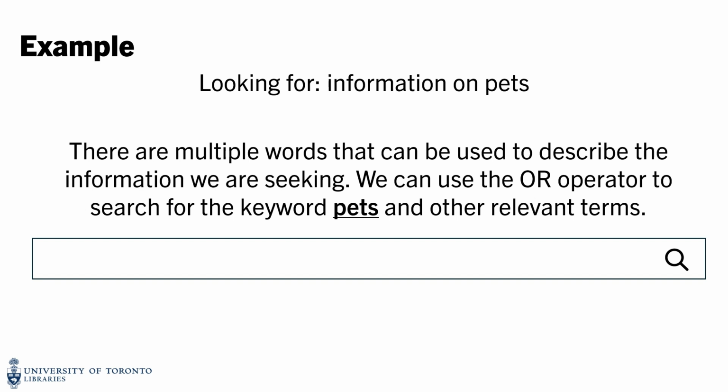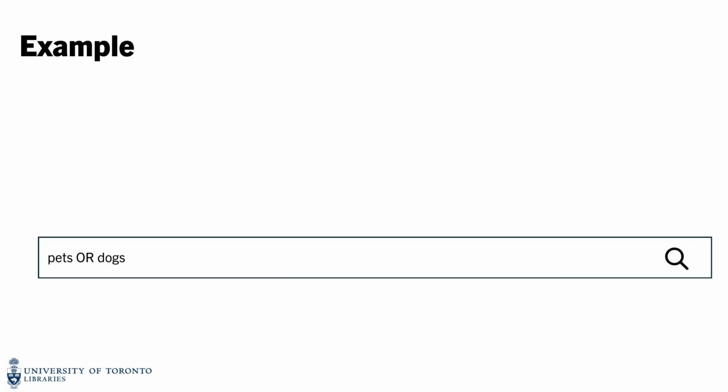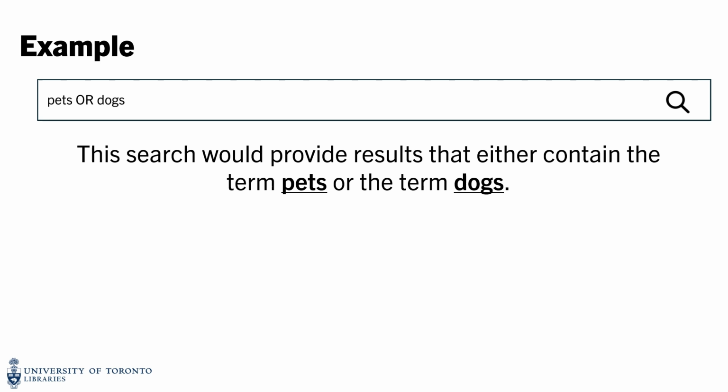Here, we can enter the keyword pets, the Boolean operator OR, and the keyword dogs. This search would provide results that contain either the term pets or the term dogs.